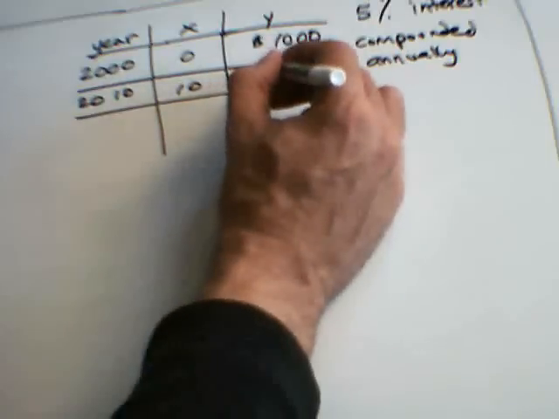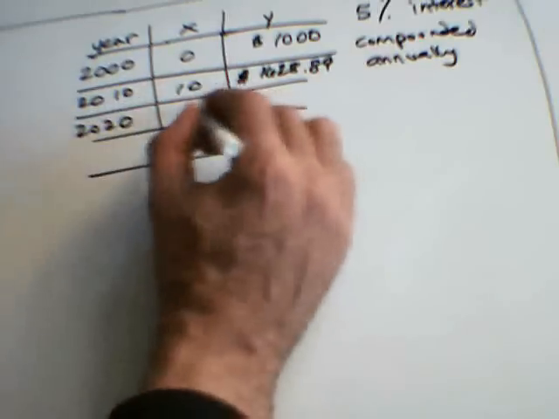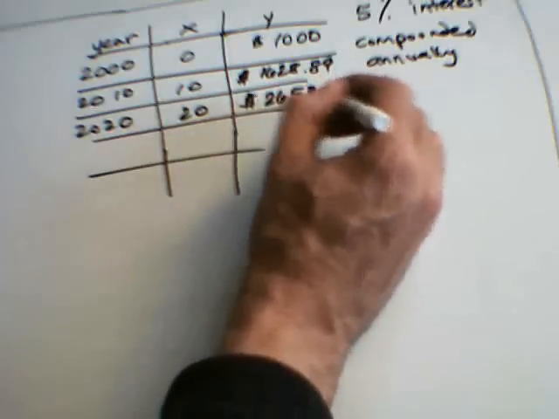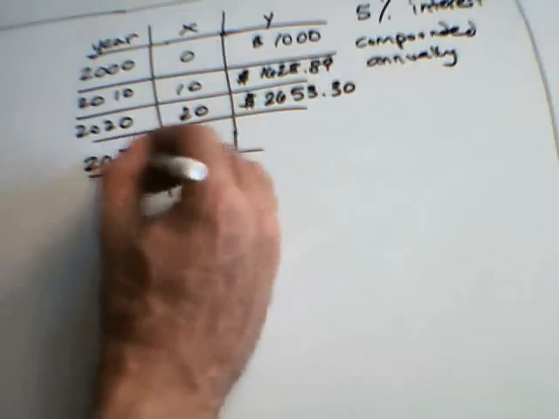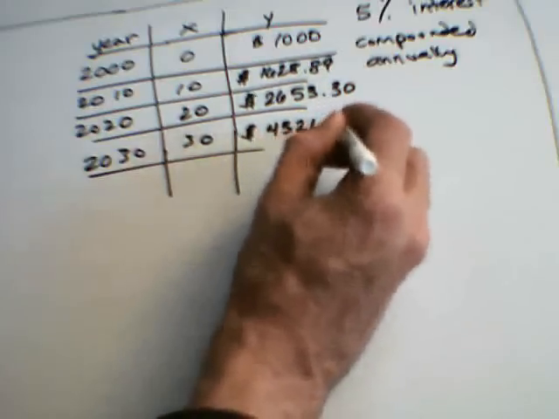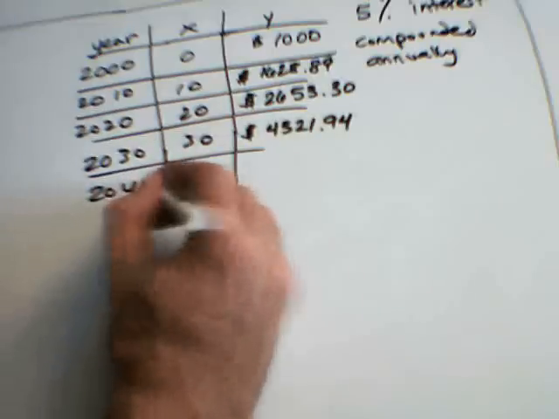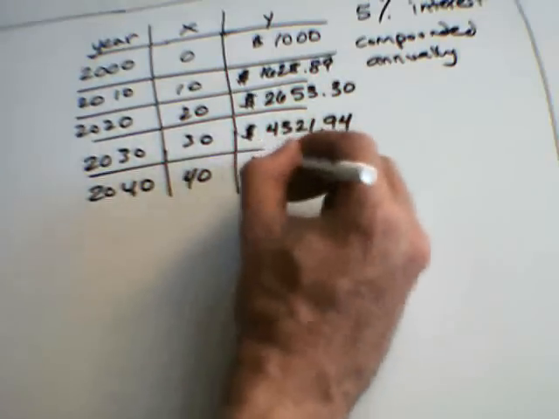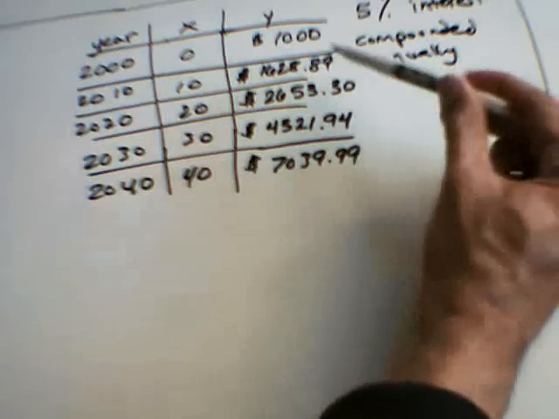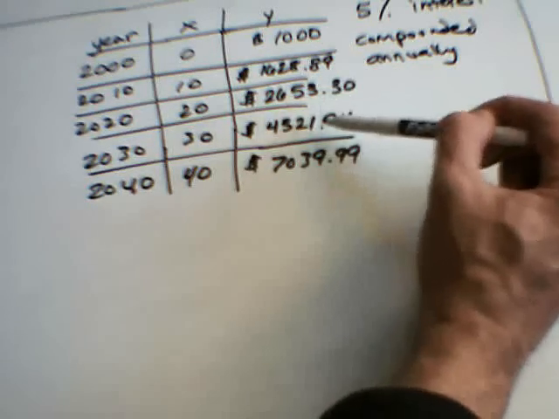Our money will have grown to $1,628.89. By the year 2020, x would be 20. Our money will have grown to $2,653.30. By the year 2030, we will have $4,321.94, and then by the year 2040, x will be 40, y will be $7,039.99. Each year, we gain an additional 5% of the previous year's amount.